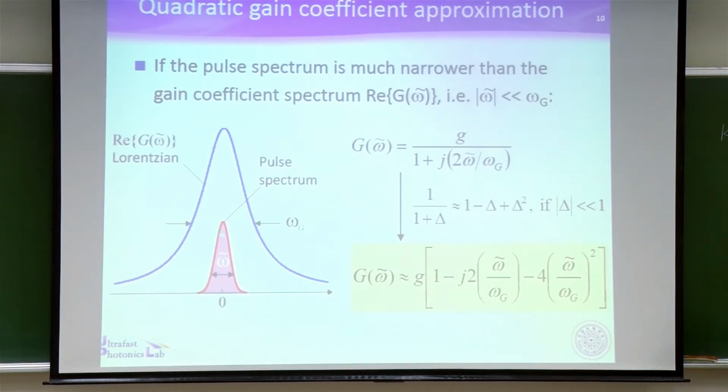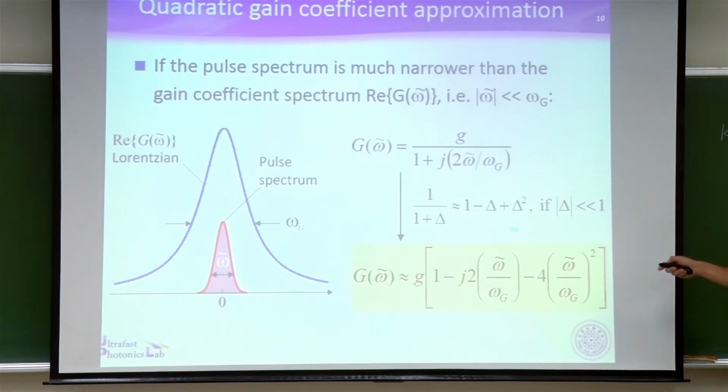And if this condition is satisfied, that means omega tilde must be much smaller than omega G. So this ratio is much less than 1, right? And you can use this approximation, 1 over 1 plus delta. When delta is much less than 1, it's close to 1 minus delta plus delta squared based on the Taylor series approximation. And if you do so, what is your delta? 2 omega tilde over omega G means delta in this model, right?